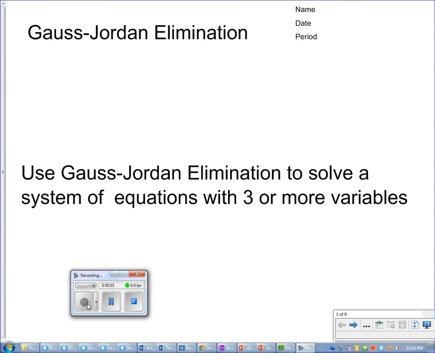Welcome to your notes on Gauss-Jordan elimination. Make sure you've set up your paper. You've got your name, date, class period in the top right-hand corner. You've got your title, Gauss-Jordan elimination. And the goal of this set of notes is to be able to use Gauss-Jordan elimination to solve a system of equations with 3 or more variables.